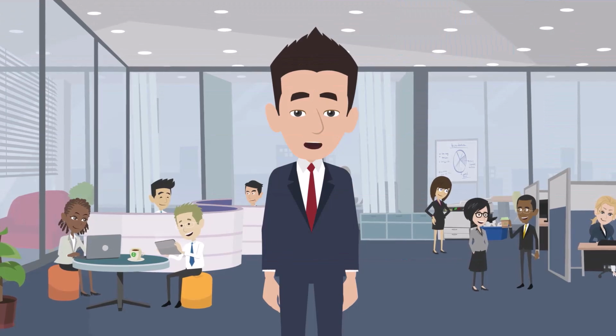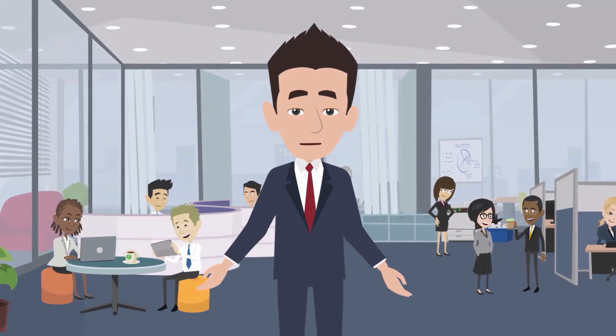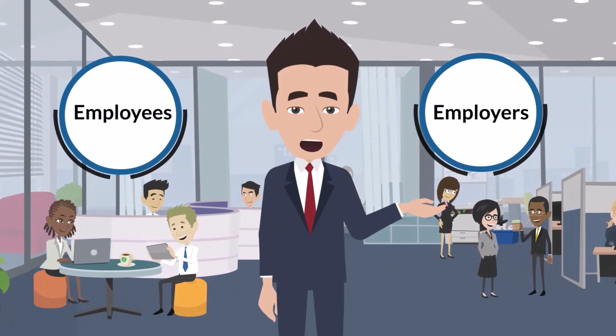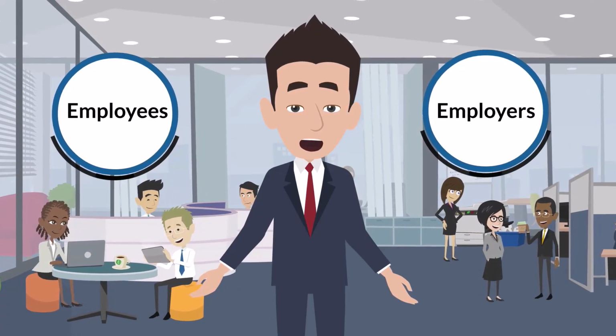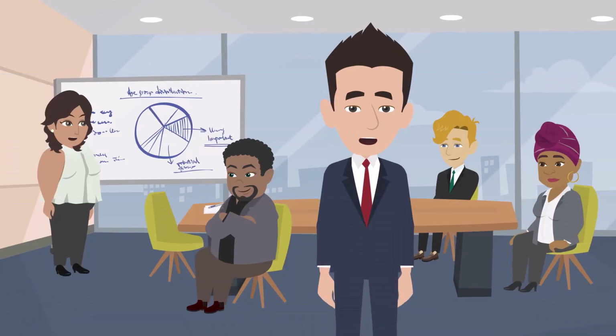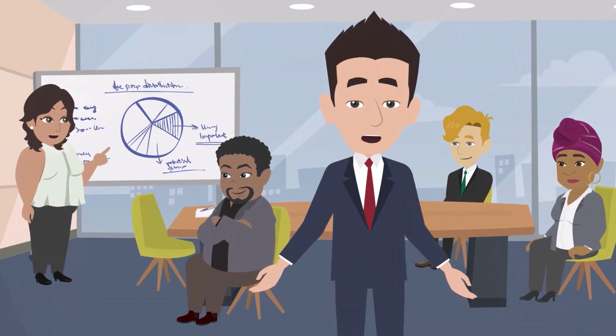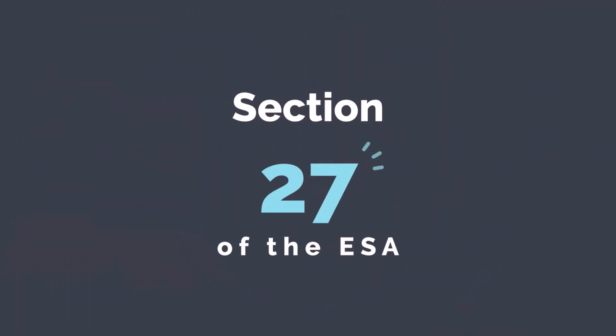This section of the ESA is crucial in ensuring that both employees and employers have clear guidelines regarding entitlements and obligations related to public holidays, promoting fairness and responsibility in the observance of these days. Moving on to Section 27.